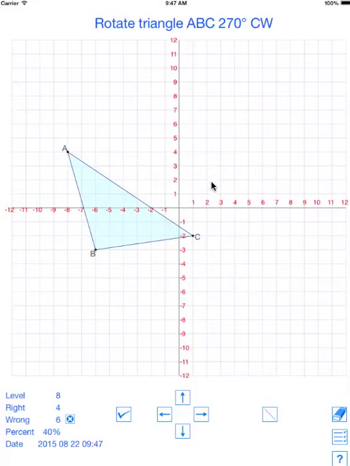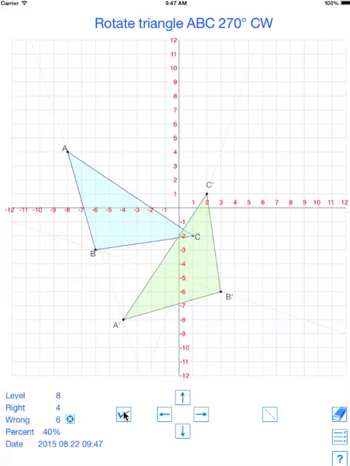So I'm using the switch the positions and ignore the signs method. So the A is in quadrant 2 at 8, 4, so it's going to end up at 4, 8 in quadrant number 3. My B is at 6, 3 in quadrant 3, so it's going to be at 3, 6 in quadrant 4. My C is at 1, 2 in quadrant 4, so it's going to be at 2, 1 in quadrant 1, like that.